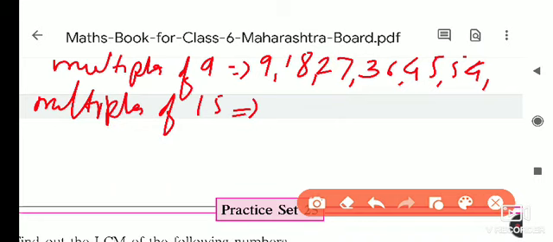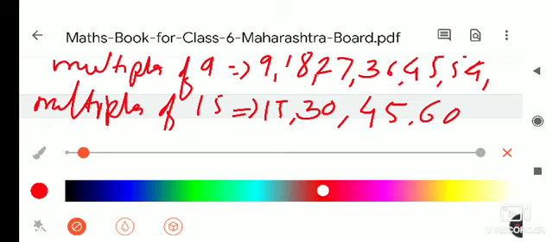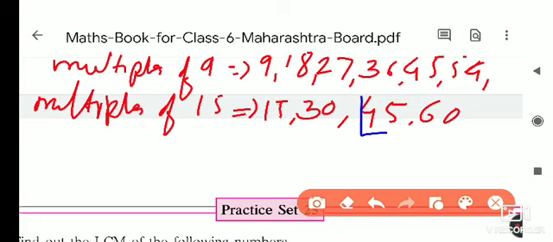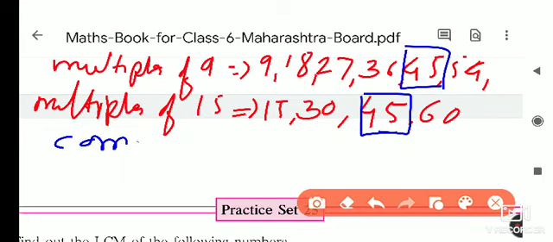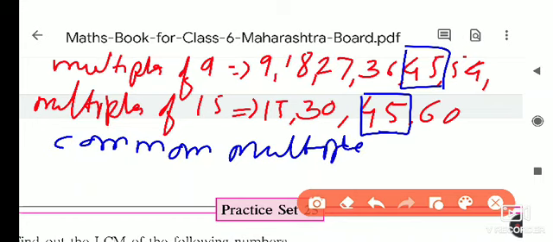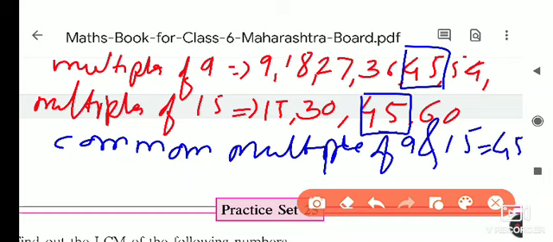So here 15 ones are 15, 15 twos are 30, 15 threes are 45, 60. If you see these numbers, you will notice that the first common multiple is 45. So here we write: the common multiple of 9 and 15 is equal to 45. There are some more ahead, but I'm stopping here only.